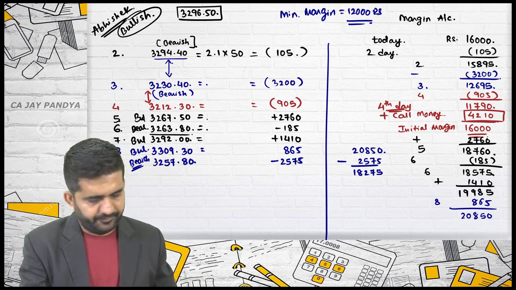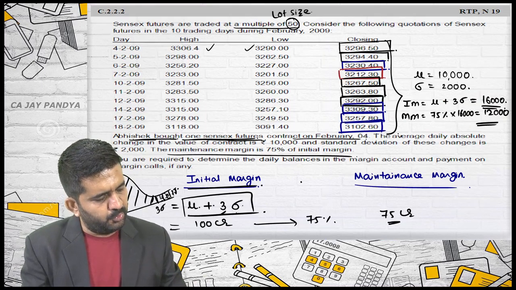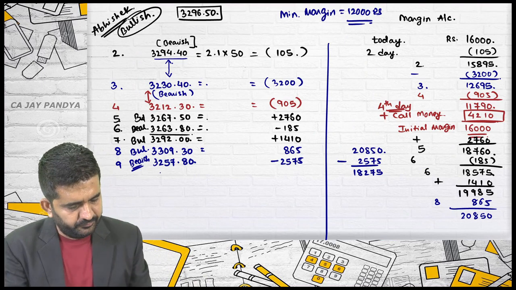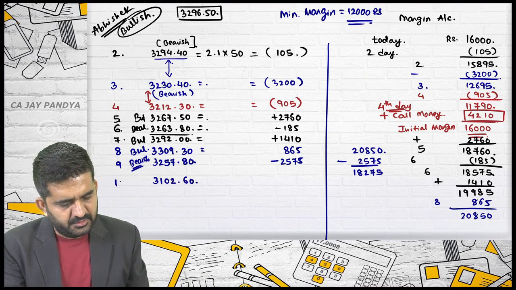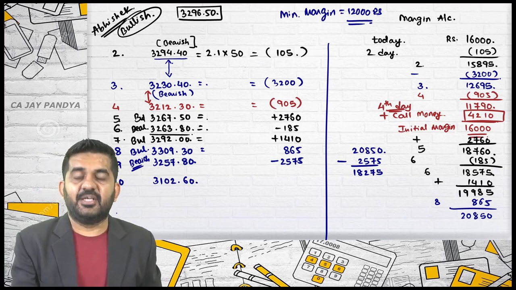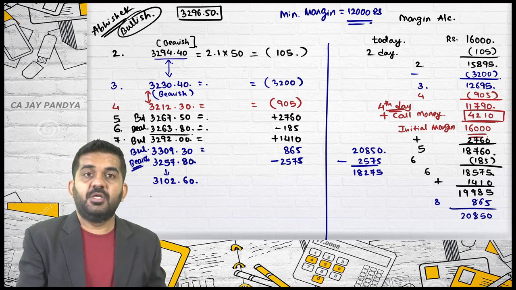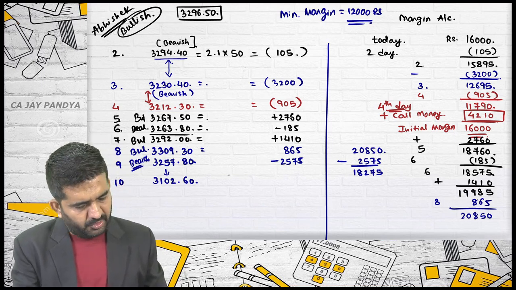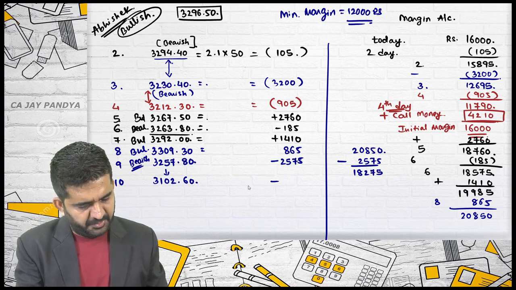Last day. 3102.60. This is the tenth day. Is it correct? Market is again bearish. If it is bearish, I'll have to reduce from my margin money. How much rupees?